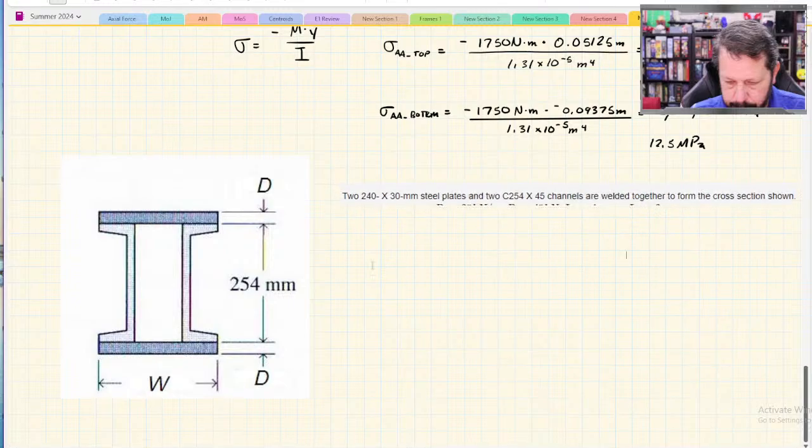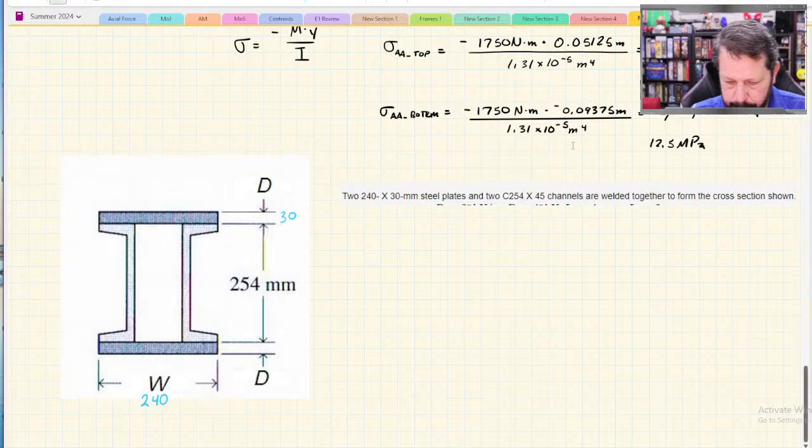Okay. So 240 by 30 millimeter steel plate. So what that's telling us is that's 30 and that's 240. And then they've told us C254 by 45. That tells us it's a standard beam, and we can go look up some stuff about it.